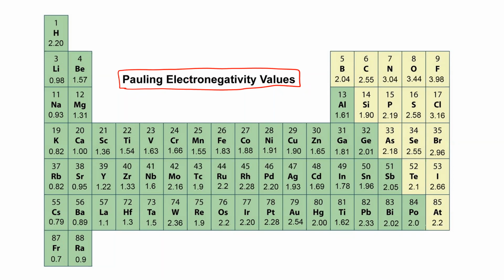And so the thing we're going to determine here, to determine whether it's polar or not, is what's known as the electronegativity difference. So we're going to call that delta EN, okay? Delta EN, that's the electronegativity difference.